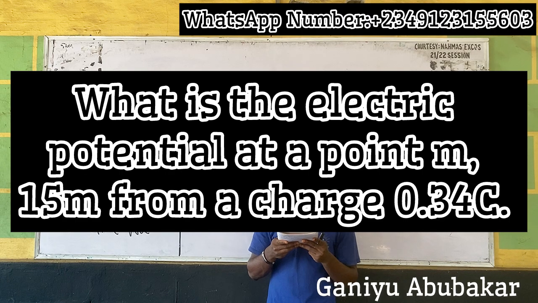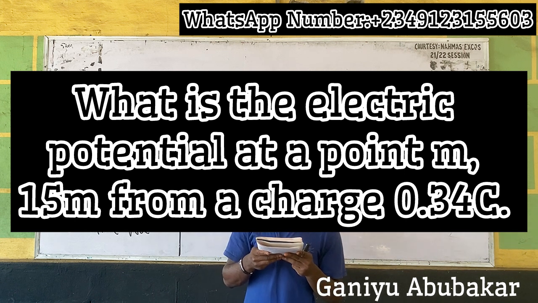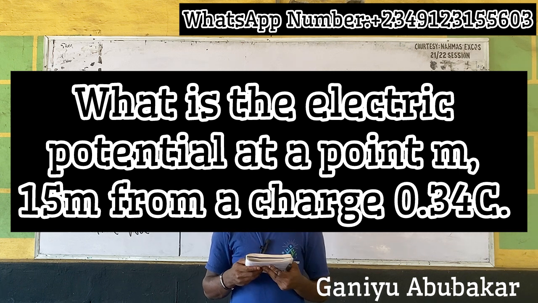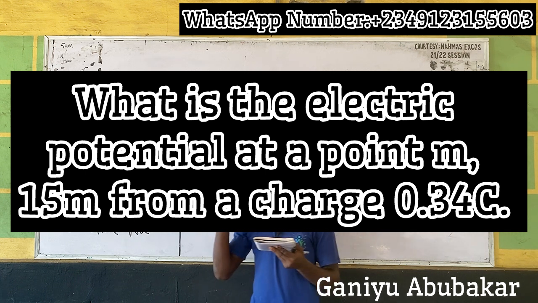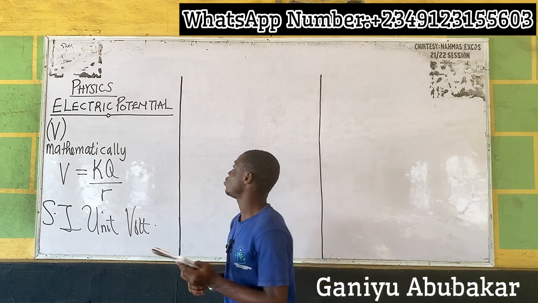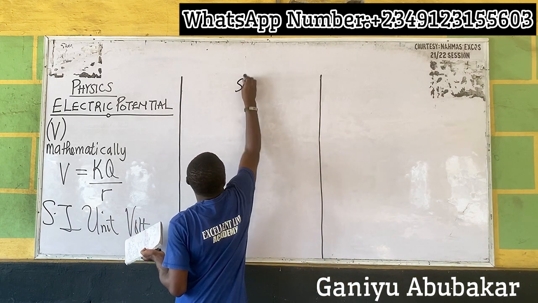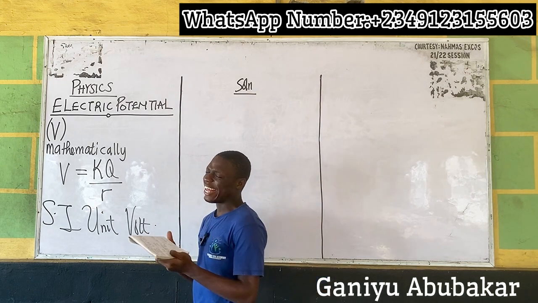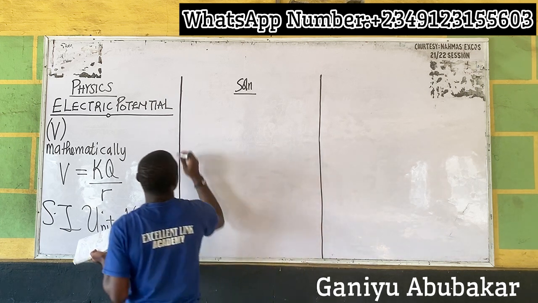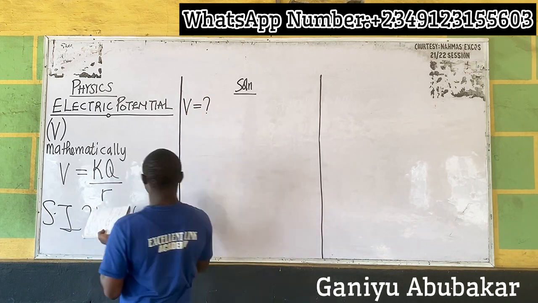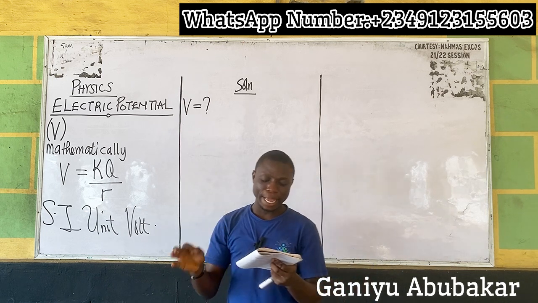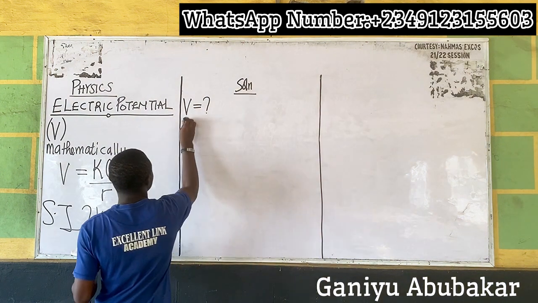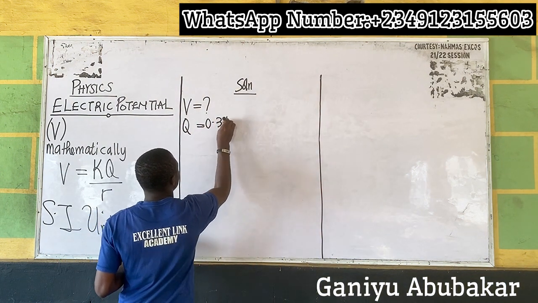Example 1 says: electric potential at a point M, 15 meters from a charge of 0.34 coulomb. So let's solve that question, please. It says, what is the electric potential? So, solution. Your first step in science is that you list out the given parameters. What is the electric potential? That's V, so V is unknown. We have to find V at a point M, 15 meters from a charge of 0.34 coulomb. My charge, that's my Q, is given as 0.34 coulomb.